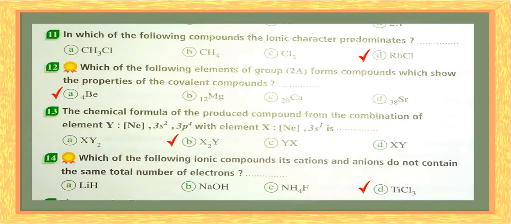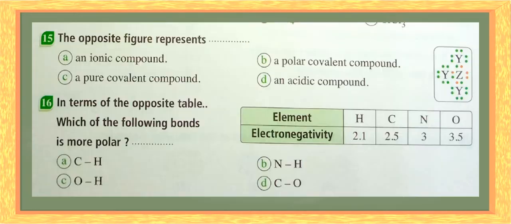Chlorine has atomic number 17, so it will have a greater number, as titanium has a high atomic number or a high number of electrons. So the cation and the anion here don't have the same number of electrons. Let's go to question 15.